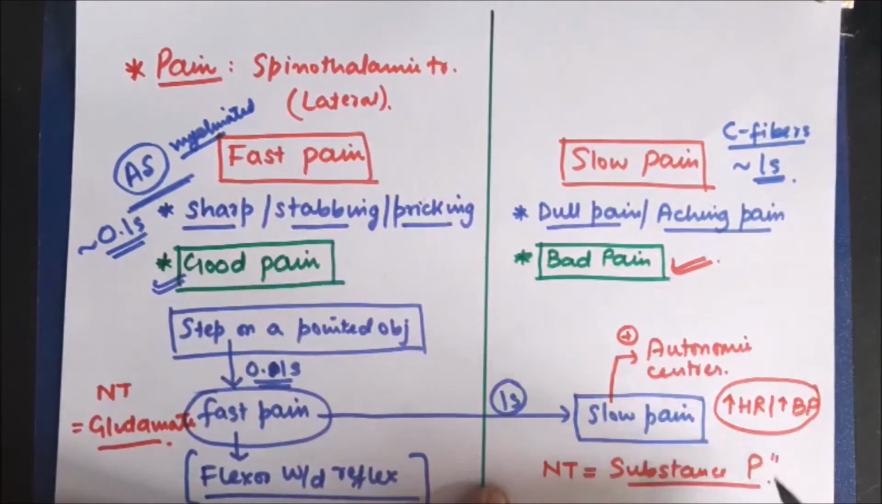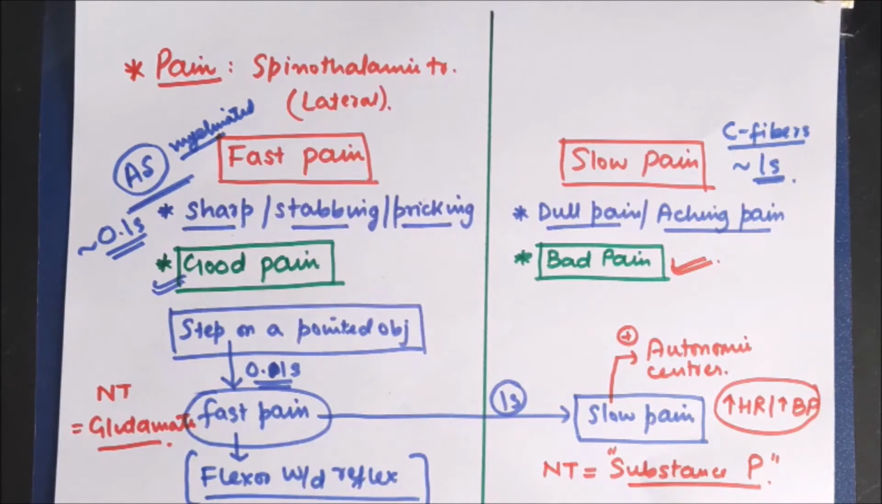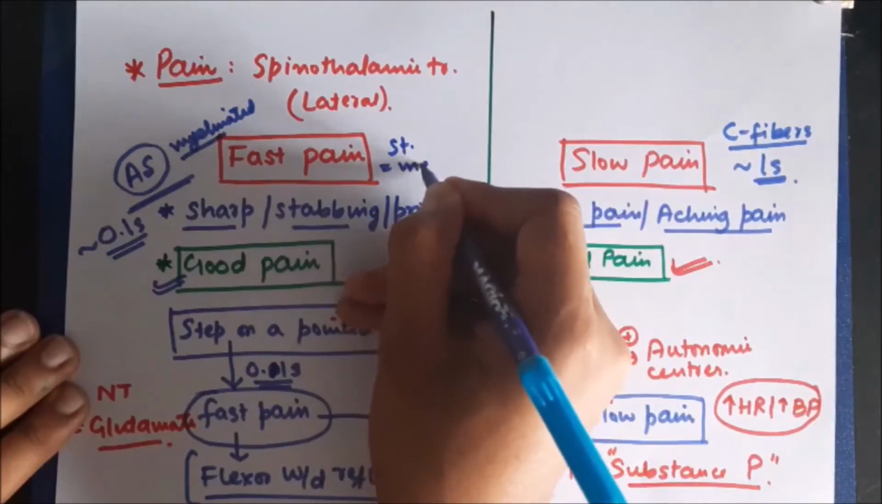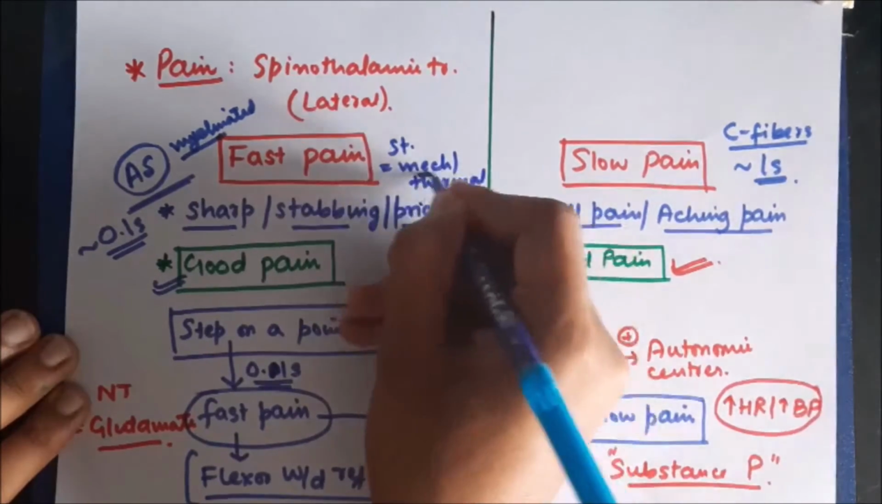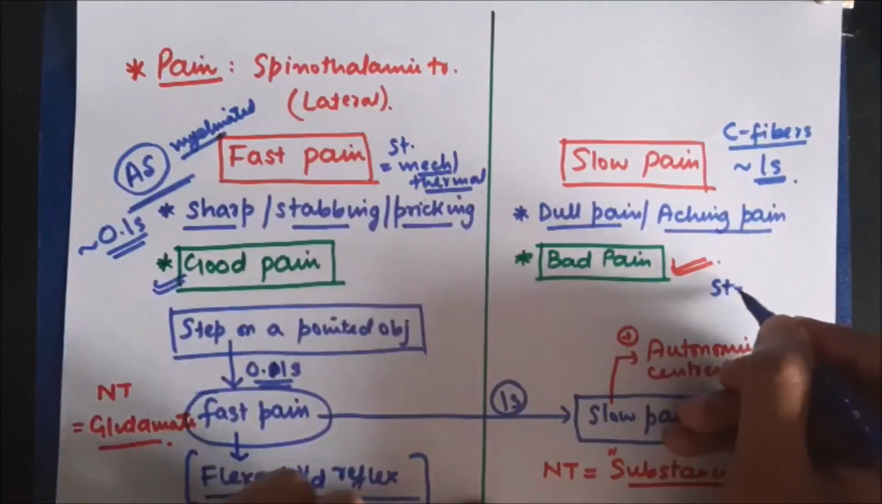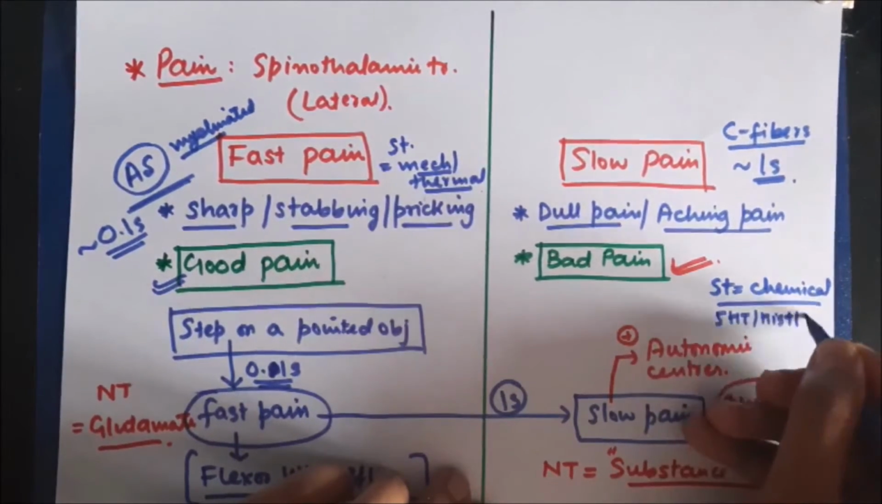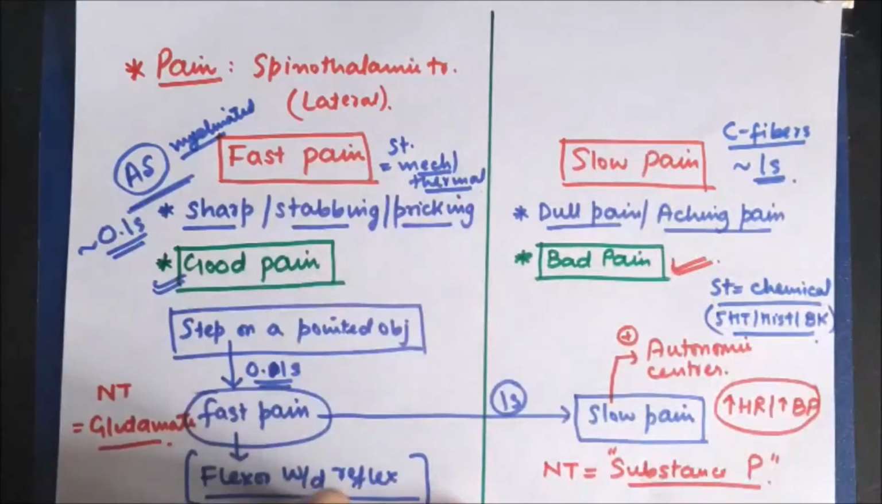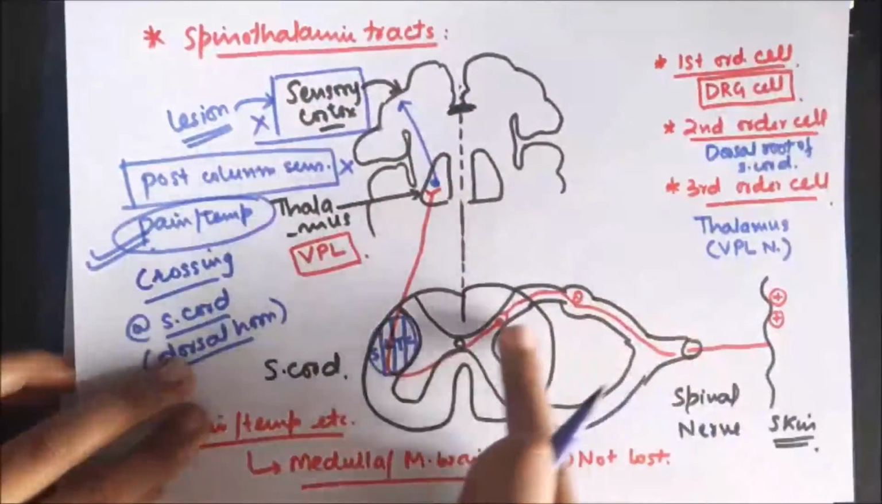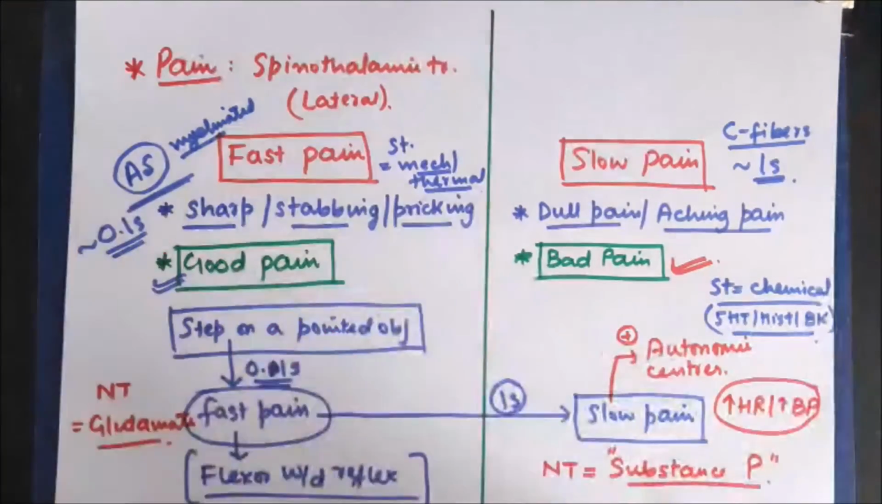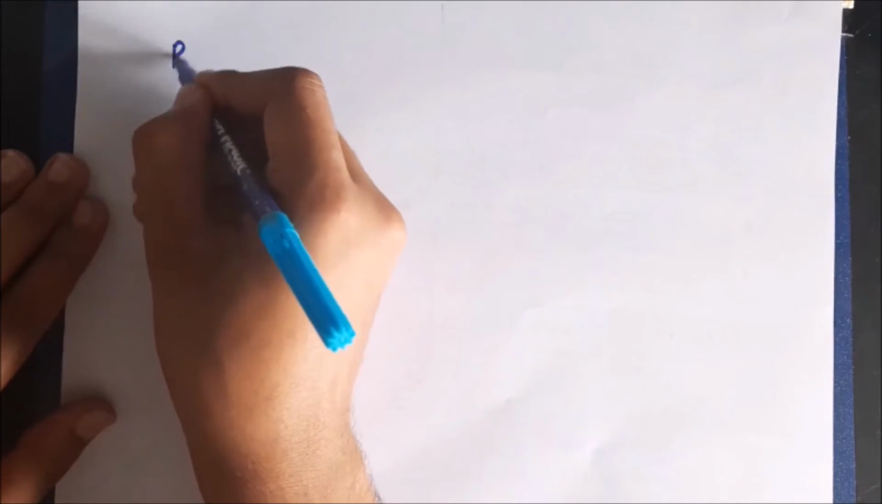Another important difference between fast pain and slow pain is the stimulus which starts them. Fast pain occurs initially whenever there is a mechanical stimulus or a thermal stimulus, like when you touch a hot object or whenever there is a pinprick. Whereas slow pain occurs because of chemical mediators. For example, inflammatory pain, which occurs due to histamine, serotonin, or even bradykinin, is slow pain. So the stimulus is mainly chemical in case of slow pain. The pathway for both fast and slow pain is the same, that is the lateral spinothalamic tract. The only difference is in the type of fibers.